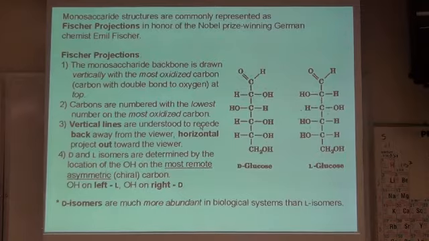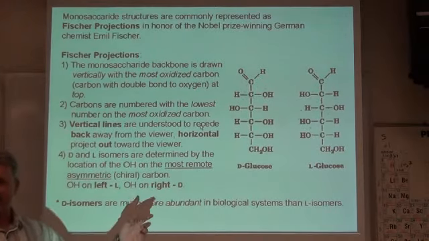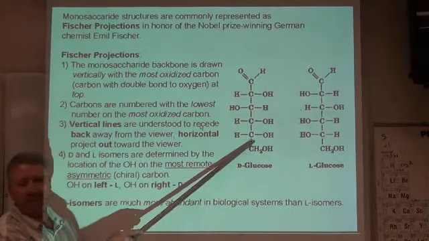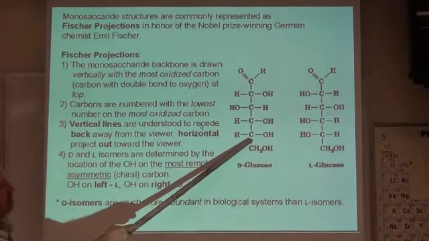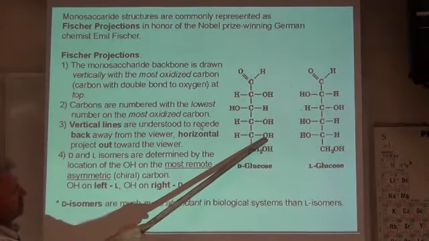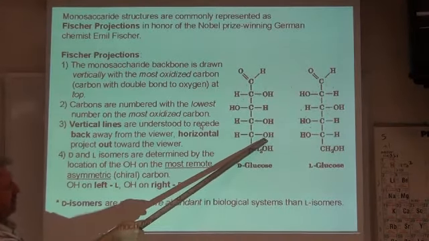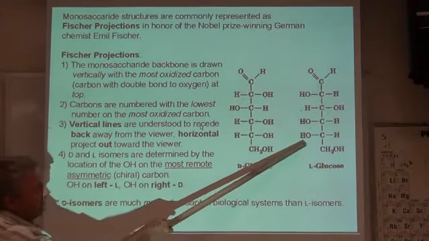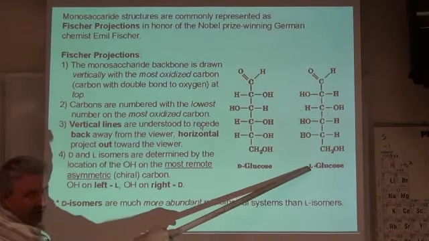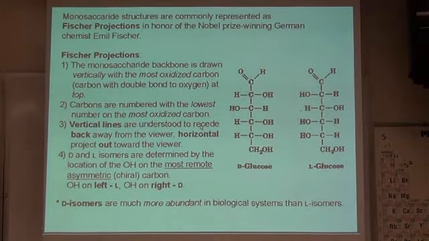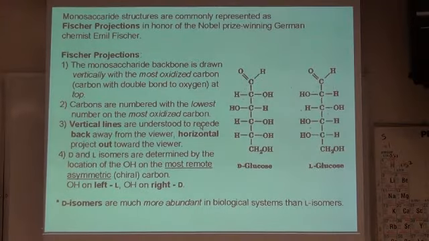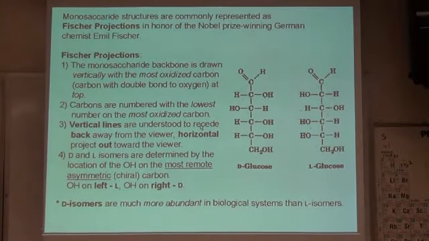Okay? Now, I'm going to make it easy for you. Don't go to the last carbon, go to the second to the last carbon. That's all you have to do. Go to the second to the last carbon. If the OH is on the right side of the Fischer projection, you have the D isomer. If it's on the left side, you have the L isomer. Just remember, left L. Okay? The Fischer projections tell you whether or not you have the D or the L isomer.